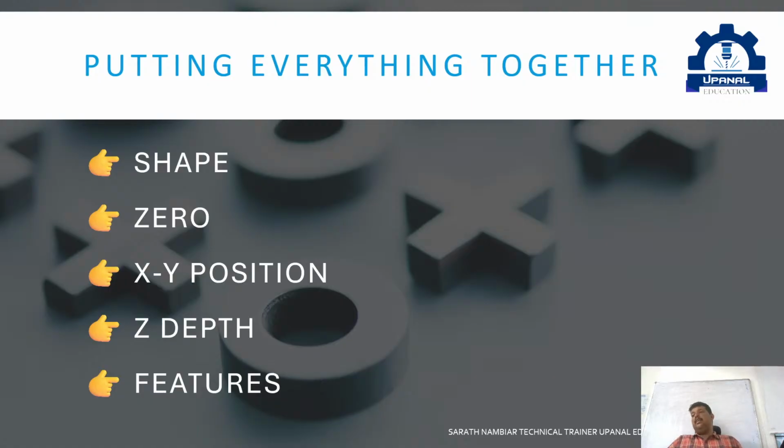So now, what have we learned? Let's connect it. First, what do we do? We find the unit, then we find the projection. What projection is used? Then we understand the shape. We identify the zero. We read the X and Y positions. Then check the depth. Then identify features like holes, pockets, slots. That's all. This is the full method. If you follow this step by step, any drawing will become simple and there will be no confusion.